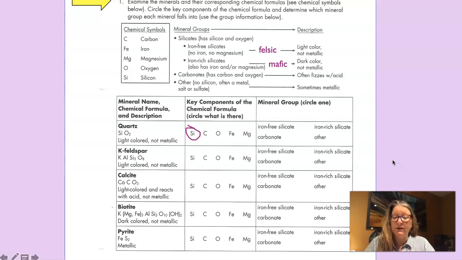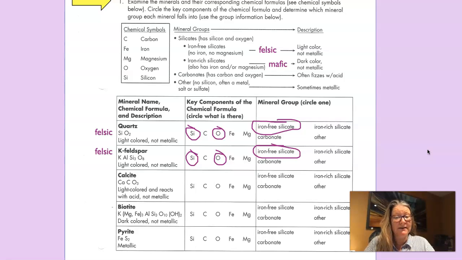The first one is quartz, and it's SiO2. It has silicon in it and oxygen, and that's it. So it's an iron-free silicate. It doesn't have any iron in its chemical formula. Just as a reminder, that means it's felsic. Then we have potassium feldspar, which also has silicon and oxygen, but again, no iron, no magnesium, so once again, a felsic iron-free silicate. We then have calcite.